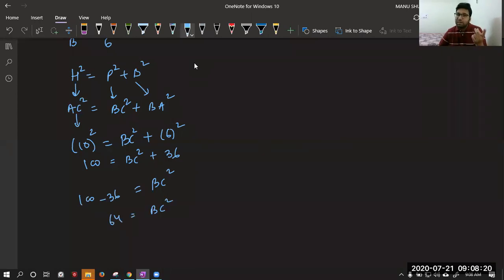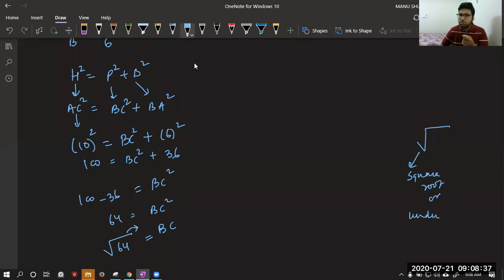This is BC square, which means BC is equal to under root 64. This symbol is for square root or under root. Whether you write it with the 2 or without, they are the same thing. This symbol is like a home; if you make the 2 sit in this home, it is okay. If you don't write the 2, it is understood that it is a square root.